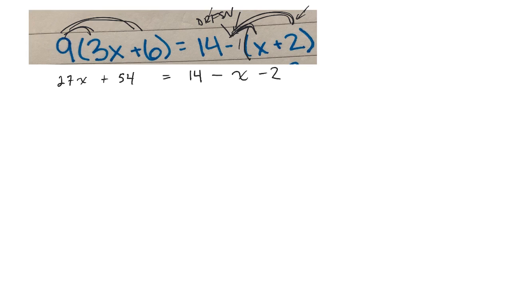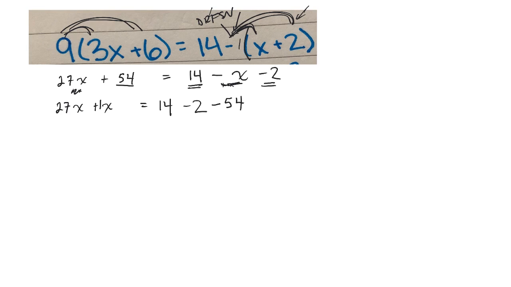Now that I've gotten rid of brackets, I can start collecting like terms. So let's collect the x's on the left side. So I'll have a 27x. If I move this one to the left side, it'll be a positive x. If you want to say add x on this side, add x on that side, you can. Okay, is equal to, and then I have a 14 there already. 14 minus 2, and then this 54 I have to bring over. So I'm going to subtract 54 on each side. So I'll subtract 54 on this side.